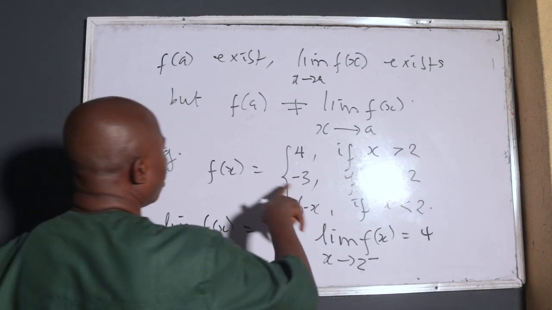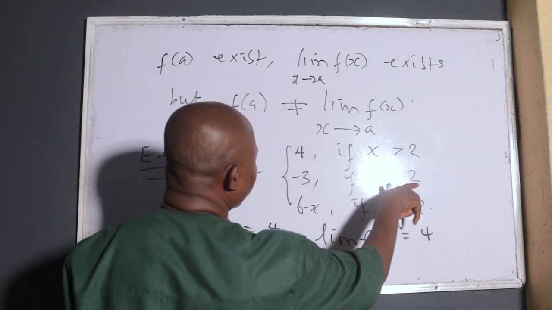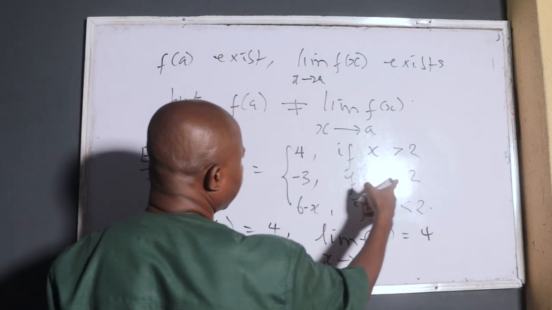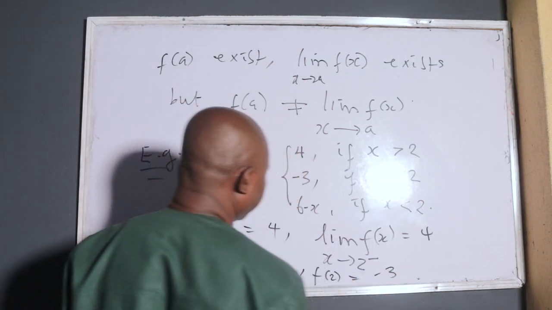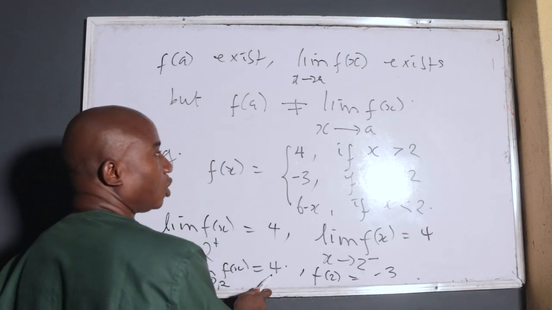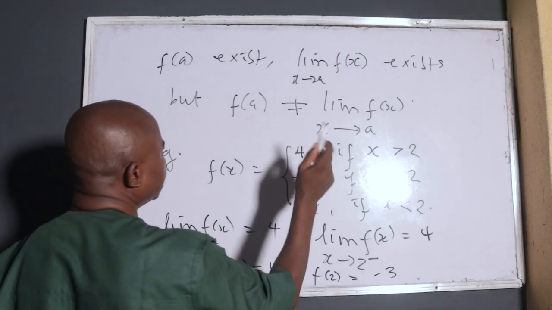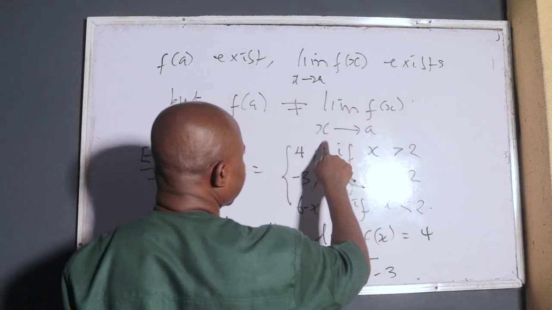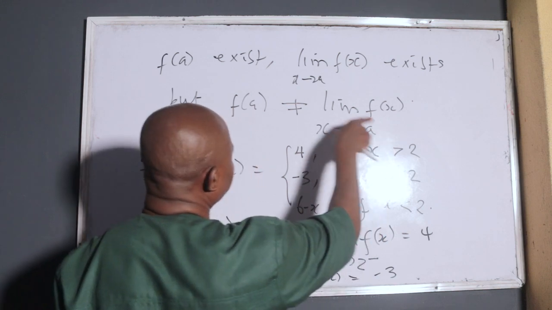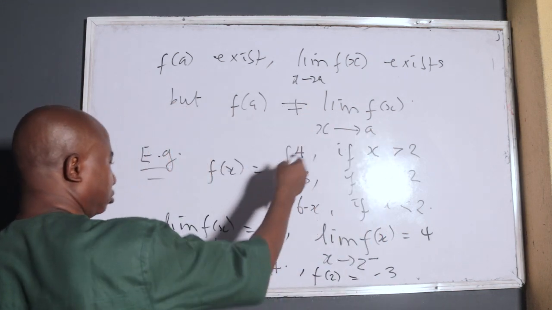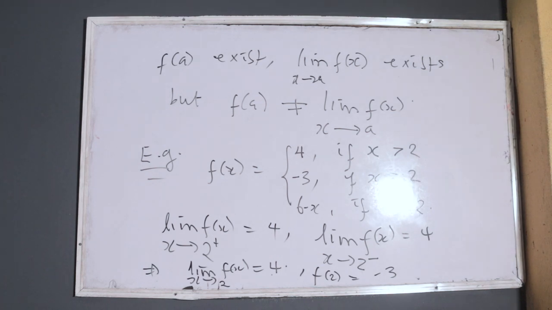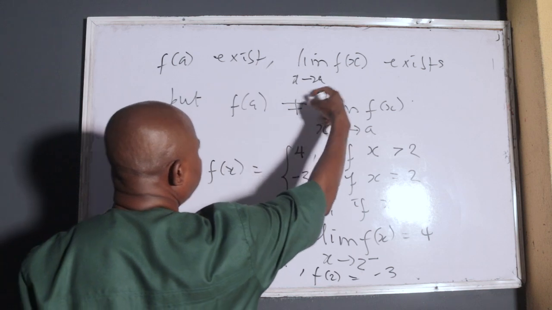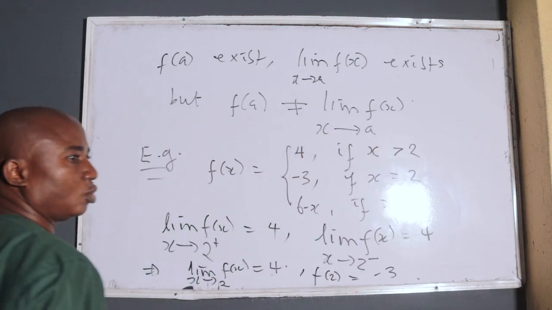What this function does is that at x equal to 2, it produces negative 3. So f of a, which is f of 2, is negative 3, and negative 3 is not equal to 4. So this is a good example to show that f of a may exist, and the limit of f of x as x approaches a can also exist, but the two are not equal. Please pay attention to this example. When we study continuity, we shall come back to it to learn one other thing.